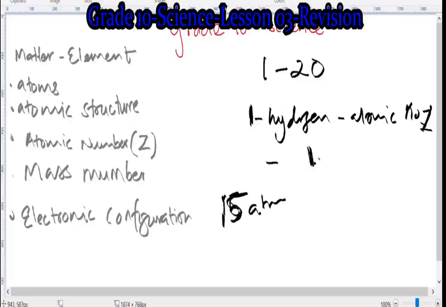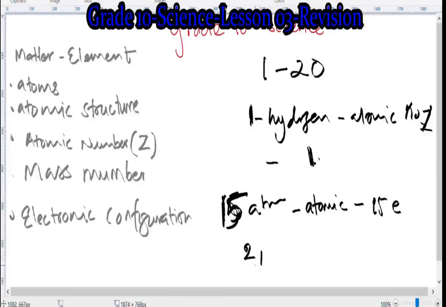So remember, we have atomic number 15, which means it has 15 electrons. If it has 15 electrons, electronic configuration is about how the electrons are arranged in the energy levels. So the first energy level will be 2, right? Because we learned previously that the maximum number of electrons in the first energy level is 2.